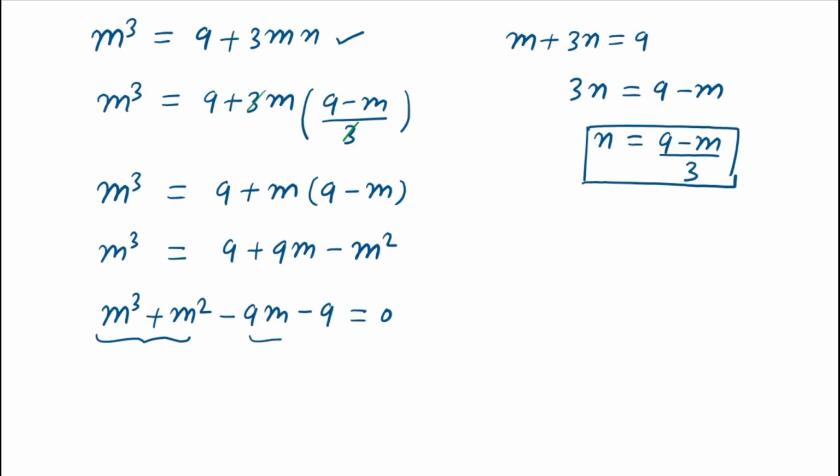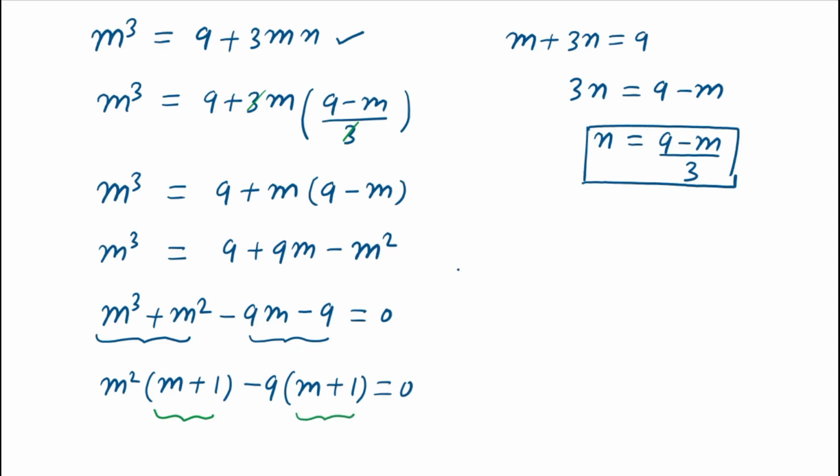Now look carefully at the first two terms and then the last two terms. If we take m square common, then m cube divided by m square gives m, plus m square divided by m square gives 1. And if we take common minus 9, minus 9m divided by minus 9 gives m, and minus 9 divided by minus 9 gives plus 1, and this equals 0. Now the common factor is m plus 1.